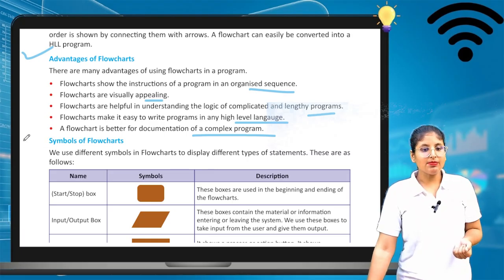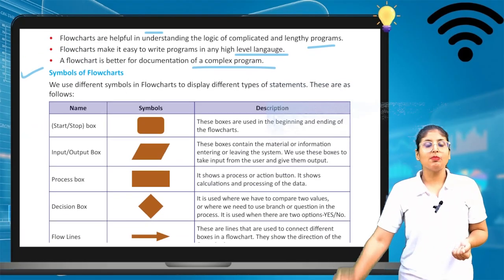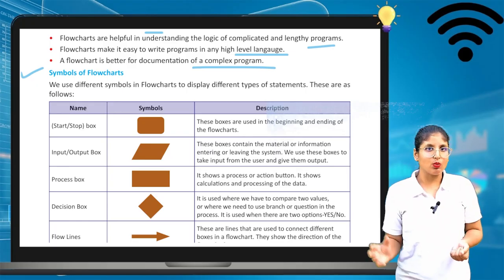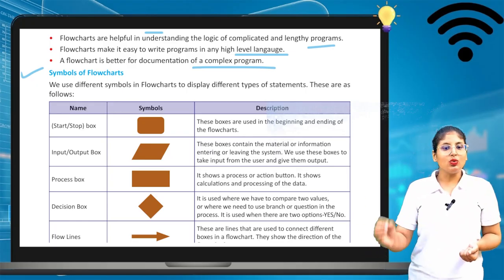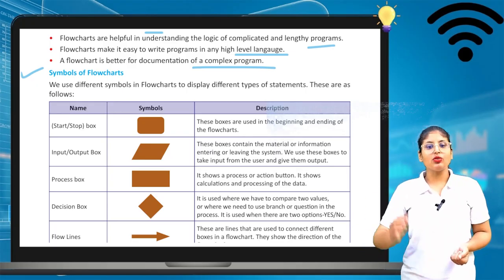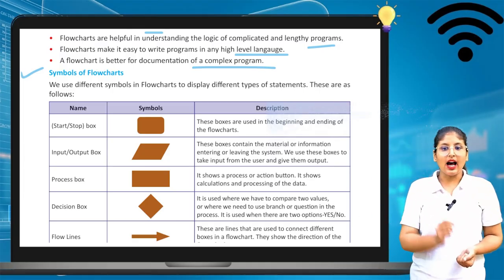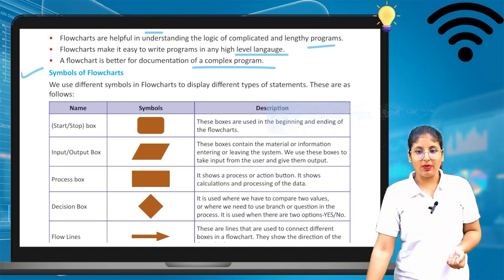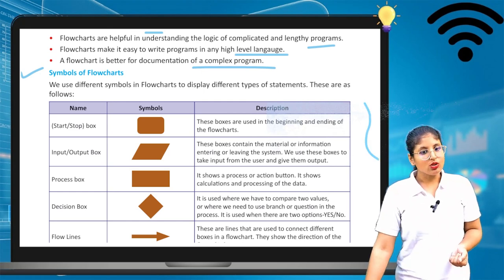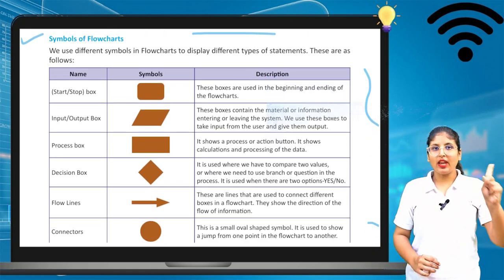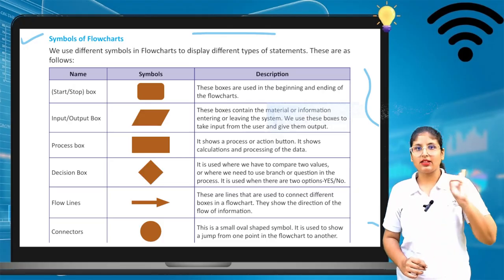Now we will see some symbols of flowcharts, the symbols which we can use in flowcharts. We use different symbols in a flowchart to display different types of statements. These are as follows. Let's see what they are.